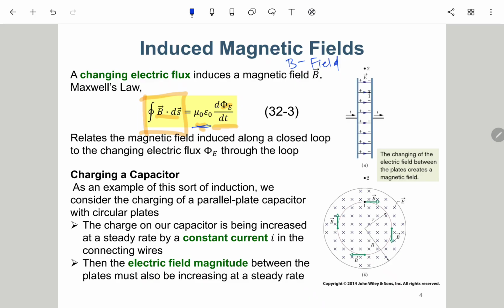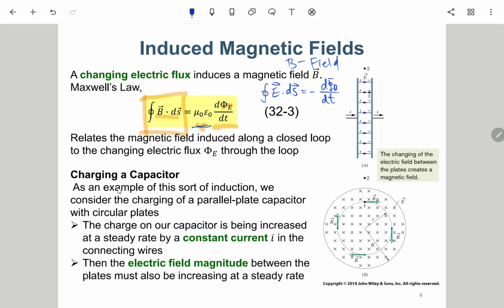And actually, you can compare with Faraday's law, where the line integral of E dot ds is negative d phi B dt. So this is Faraday's law. The E field changes to the B field, and phi B changes to phi E. So B and E are exchanged. And of course, this one has a negative sign, this one has a positive sign, and then there's an additional constant here.